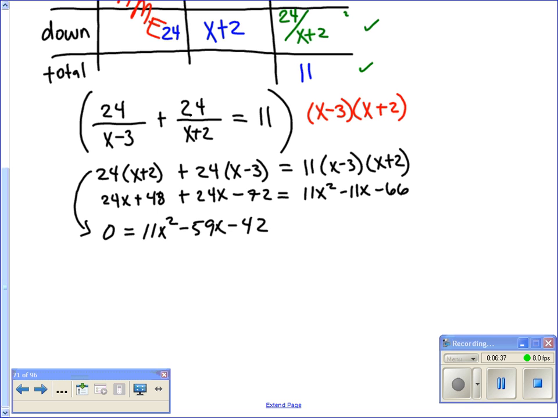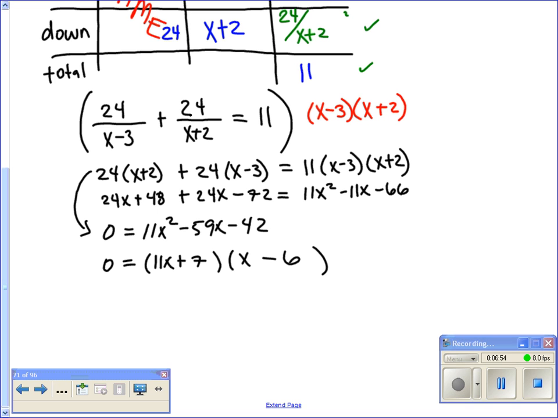We could also use a calculator to find our x-intercepts. We could use the quadratic formula. In this case, it does factor, so that's what I'm going to do. I'm going to factor it. It's going to factor as 11x plus 7 times x minus 6.